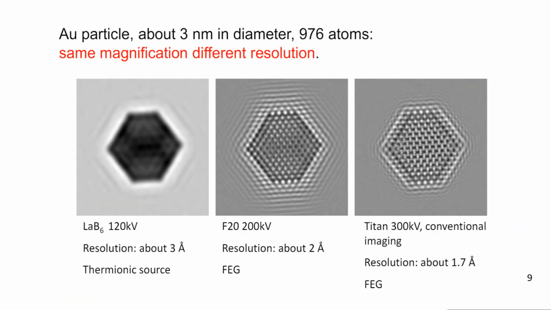Here we see the resolution through thermionic source and field emission gun. With the thermionic source, the resolution is very bad in comparison to the field emission gun. This is the 300 kilovolt conventional imaging. Here the resolution is about 1.7 angstrom, which is better in comparison to this one and the thermionic source.